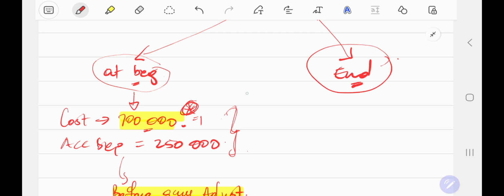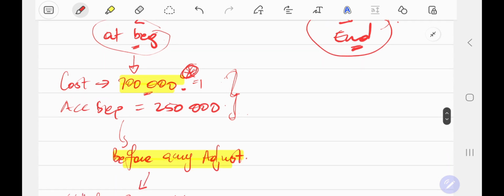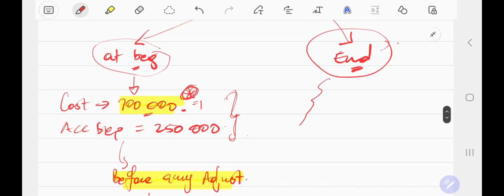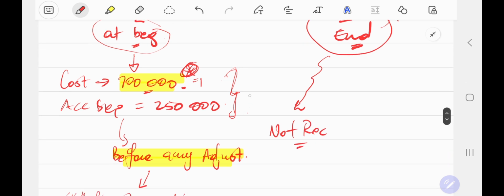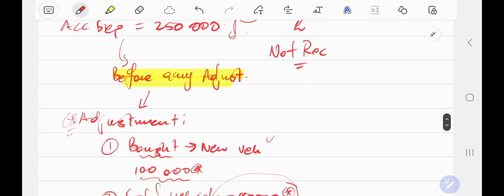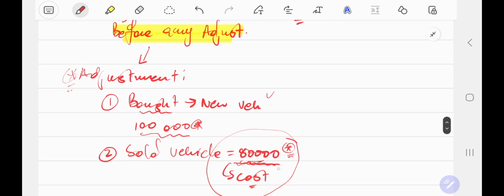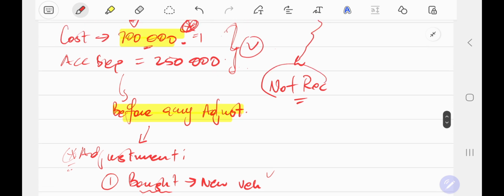So let's say same scenario, but these amounts are amounts at the end. If you are given the amounts at the end, the transaction is going to guide you on the adjustment. If they say the adjustment was not recorded, it simply means it's the same scenario as this one. So if they say maybe you bought a new vehicle and also sold a vehicle during the year with a cost price of 80,000, that means these amounts are not recorded.